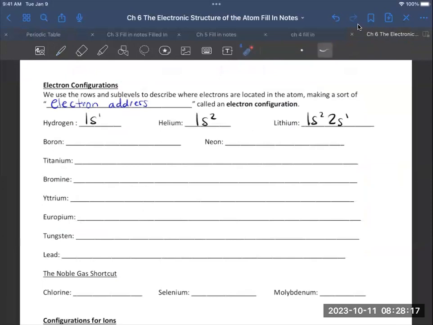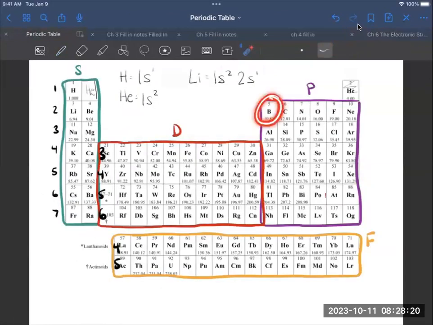Okay, let's do boron. Boron is located here. It has 5 electrons, so we need to describe where each electron is. Again, the trick to this is to start at the top and go through everything until you stop at boron. So to get to boron, we're going to go 1s2, and then 2s2, and then we keep going. This is the 2p section, so it's going to be 2p, and it's the first thing. So 1s2, 2s2, 2p1.